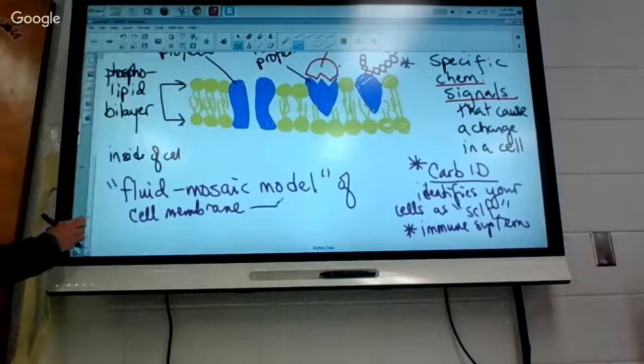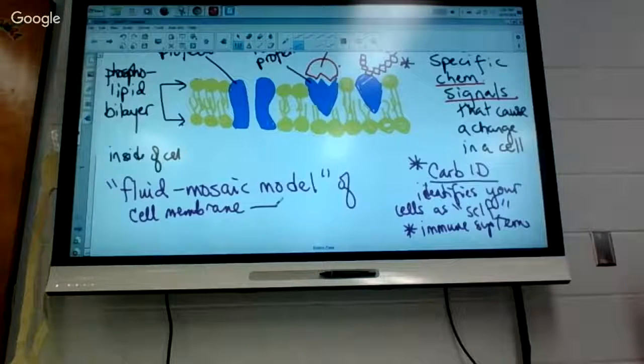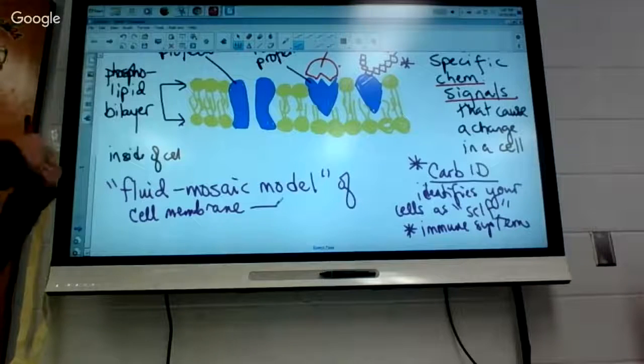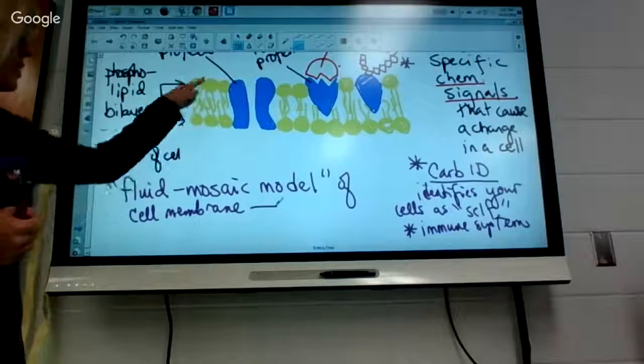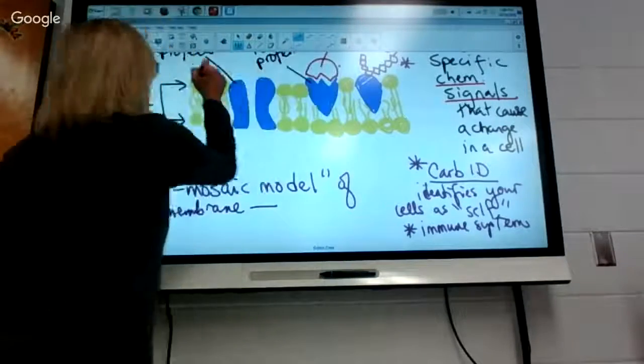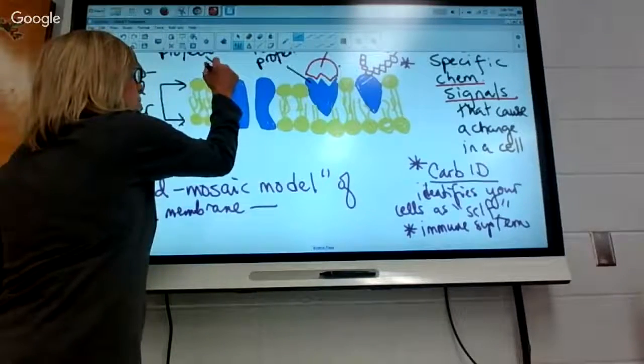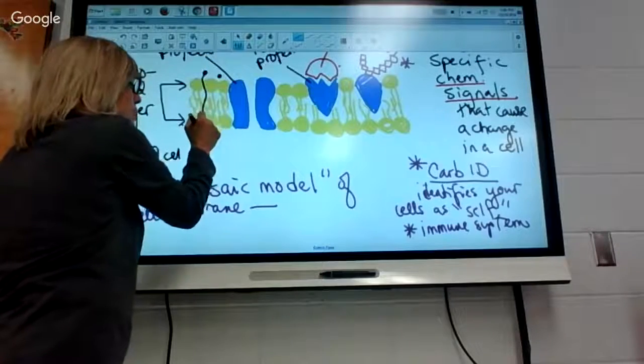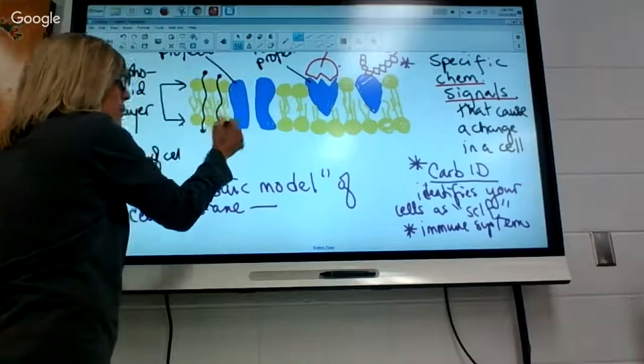Now, you guys already said that it's selective. So what type of things should be able to squeeze through these lipids? What type of smaller molecules do you think are allowed? Oxygen. What else? Carbon dioxide. Water. Those things. So what we find is that if it's a small enough molecule, it should be able to squeeze through those cell membranes.